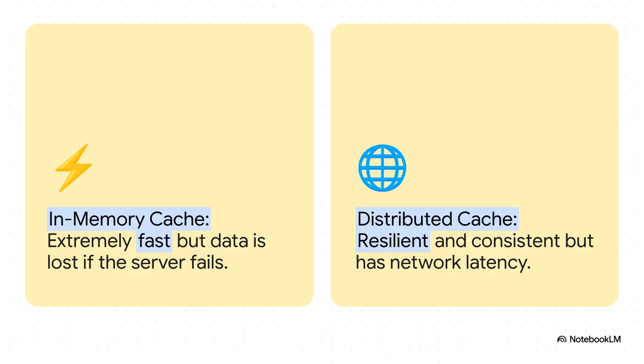Option 2, a distributed cache, like Redis. This is a separate service that all your app servers talk to. It's way more resilient. If one app server goes down, the cache is fine. But now every single cache request has to go over the network, which is always going to be slower.